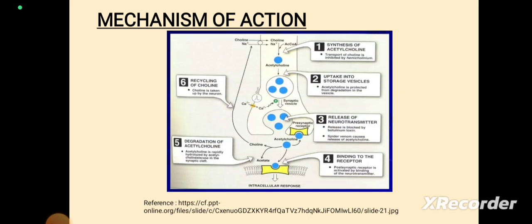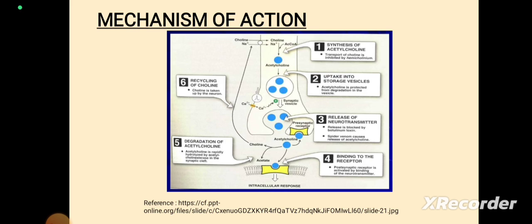Next, I am going to explain the mechanism of action for anticholinesterases. It is almost very similar to the mechanism of action of cholinergic drugs. So here we can start from box 1, where it is written synthesis of acetylcholine. The choline is transported when the action potential is generated, and made into acetylcholine.